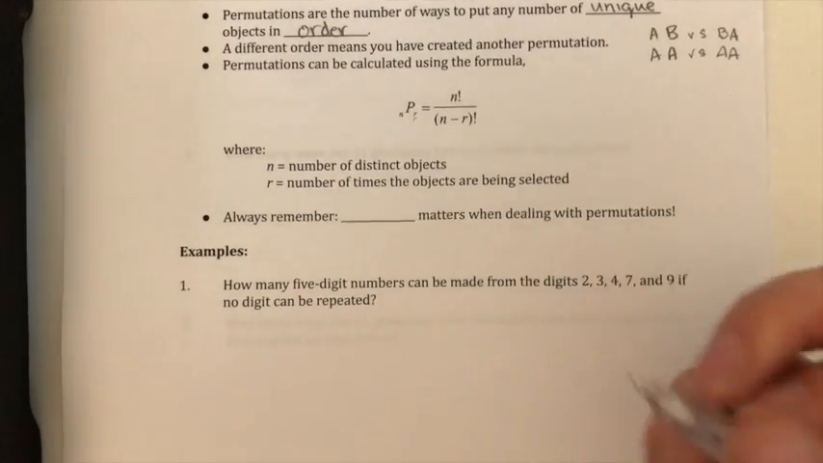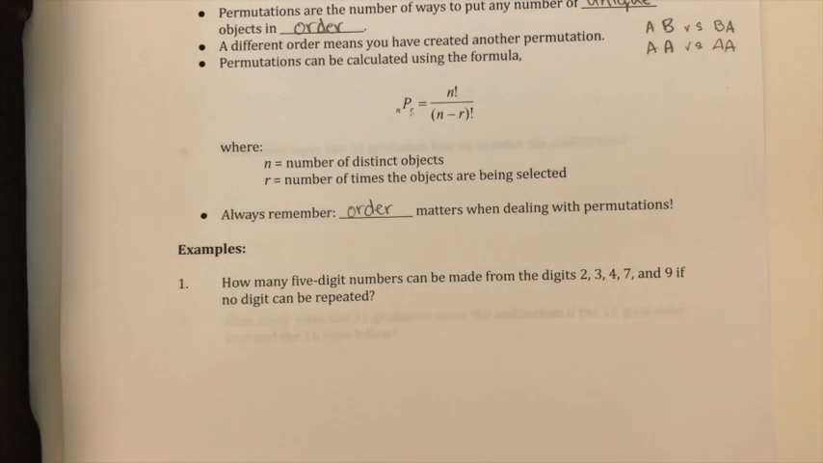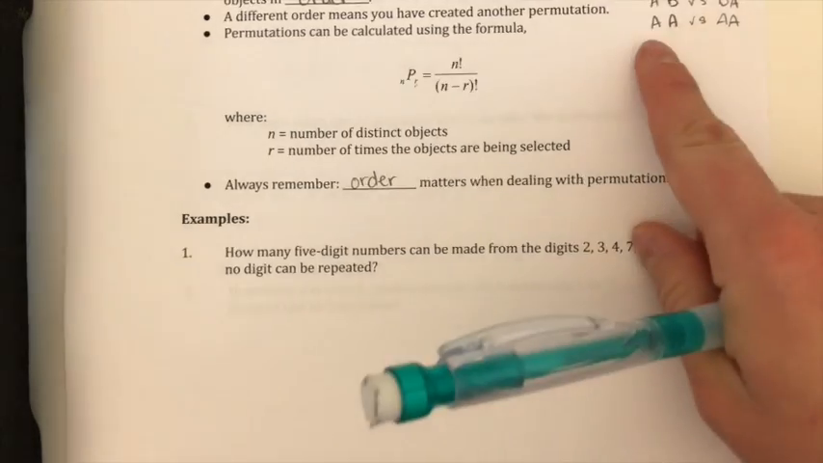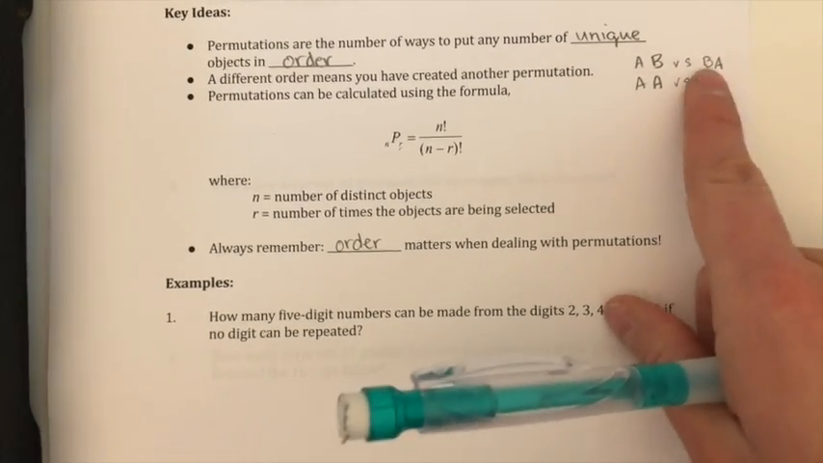So always remember, if we're doing a permutation, order matters. The order that we line people up for a photo, if we switch 2 people, that changes the photo, right? AB versus BA is a different arrangement. Order matters.